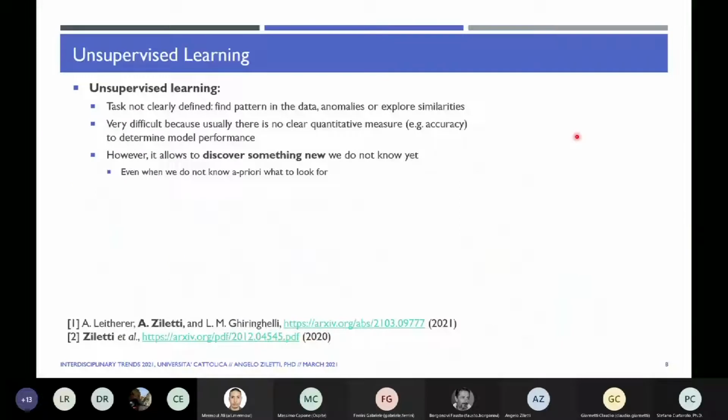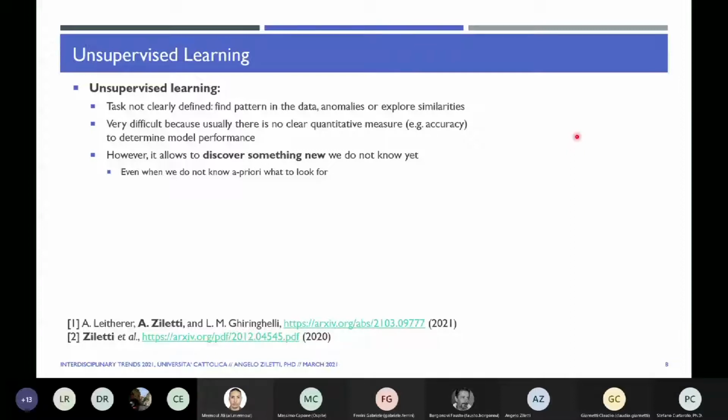But we will also see unsupervised learning, and that is quite an explored area of machine learning. There you have a task that is not clearly defined. So you want to find patterns in data, anomalies, explore similarities. That's what people would say.